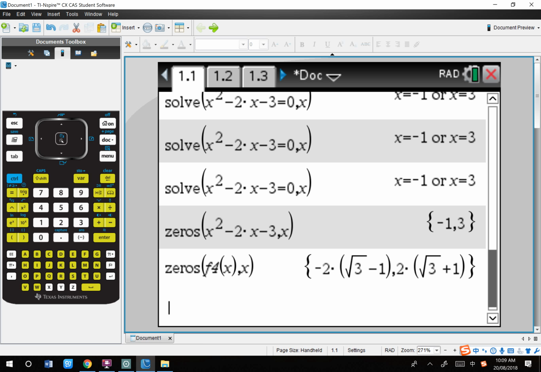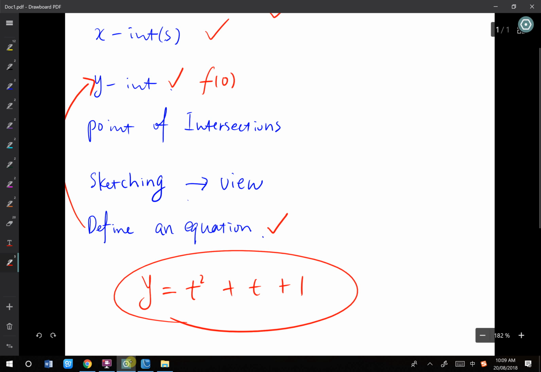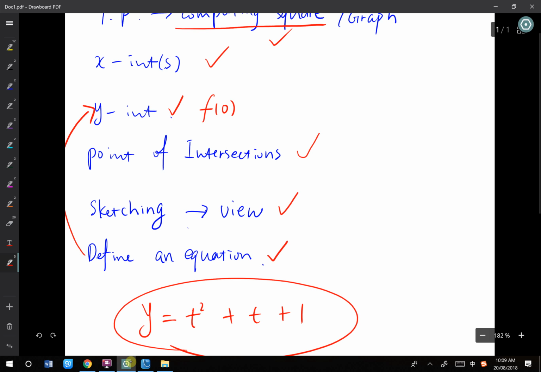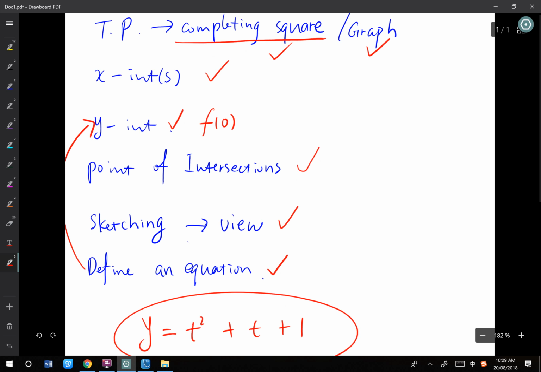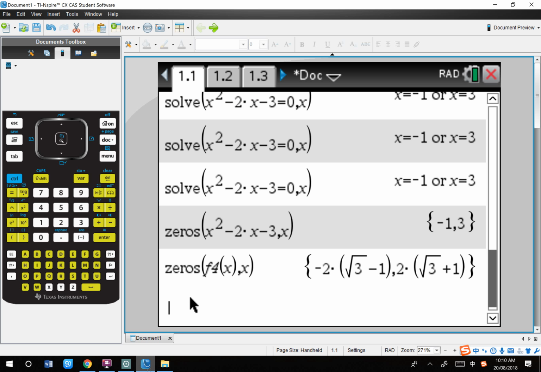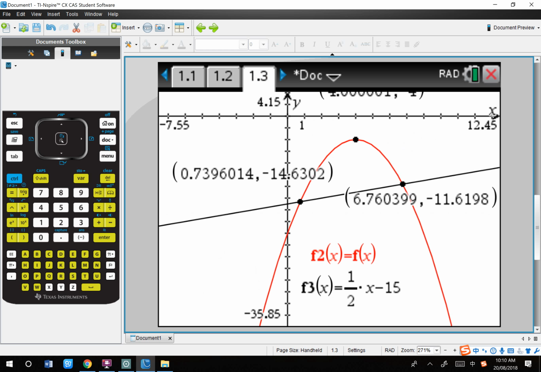Okay, one last thing we need to do. We have learned sketching, we have point of intersections, we have used graph to do that. Okay, we have done all of this. One last thing to do is how to solve the point of intersection. Exact, okay, exact point of intersection. For example, I want to solve for point of intersection here, but exact. This is not exact. I want the exact values.